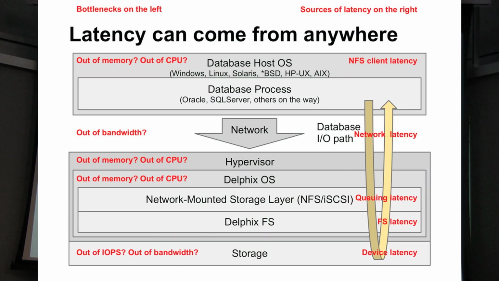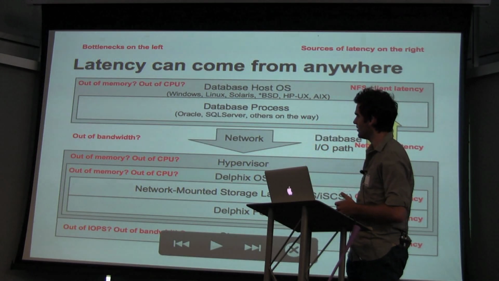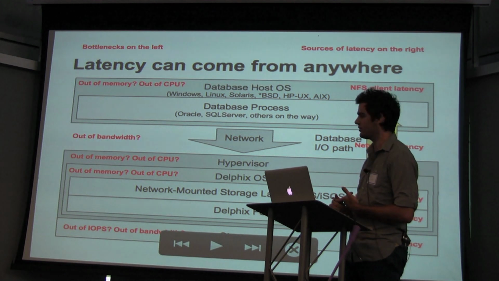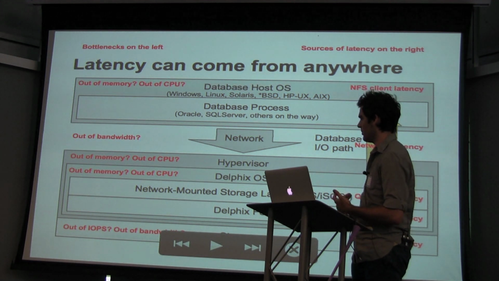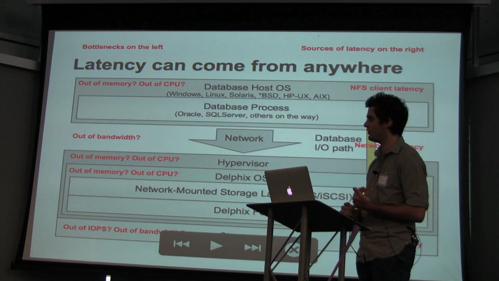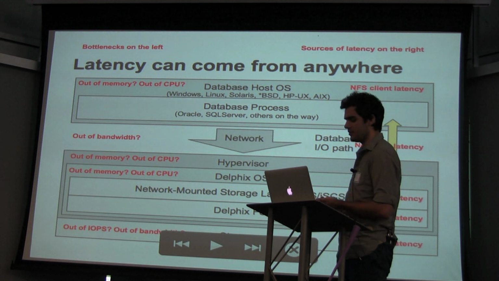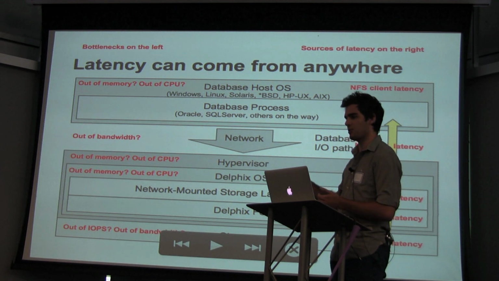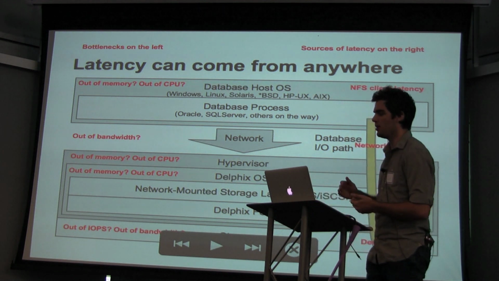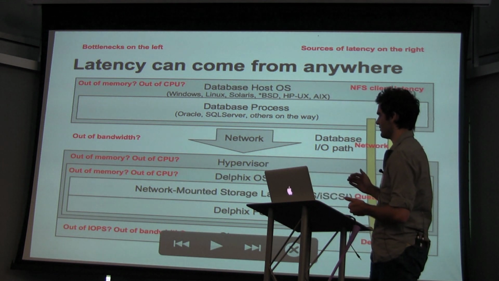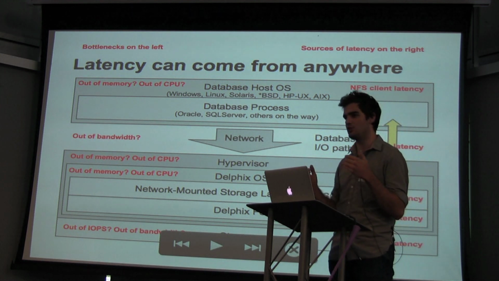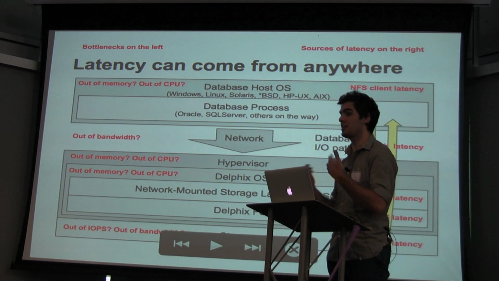So here are some of the statistics that we're concerned about. Sources of latency are highlighted here on the right, and potential bottlenecks are shown on the left. We're worried about the bandwidth limits, CPU and memory limits, and whether we're out of IOPS on our storage. And we're also concerned about where the latency is coming from in the storage stack, because being able to figure that out is actually what allows our users to change their configuration in a way that will make it faster.